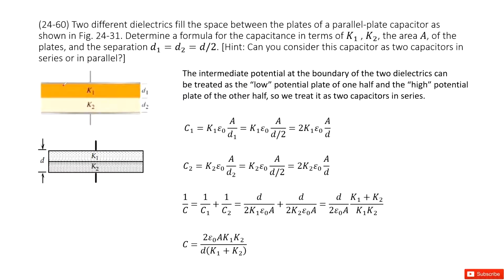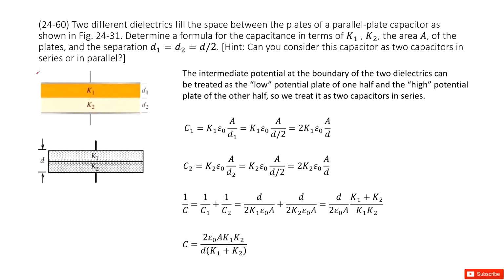Now we look at this system, right? We know two different dielectrics, K1 and K2, fill the space between the planes of the parallel plates. And you can see the distance for K1 is D1, and the distance for K2 is D2. We need to find the equivalent capacitance for this system.